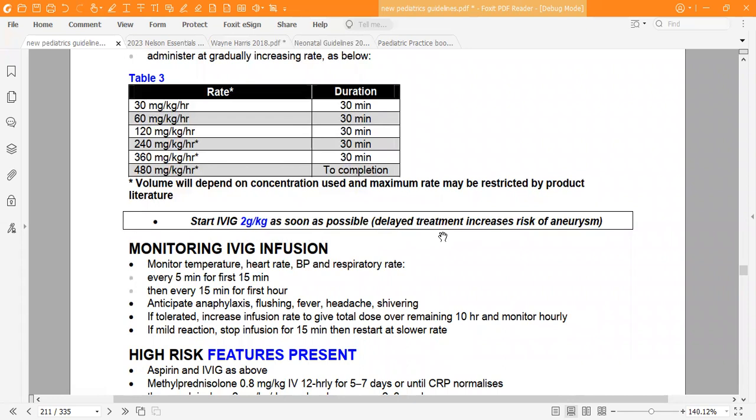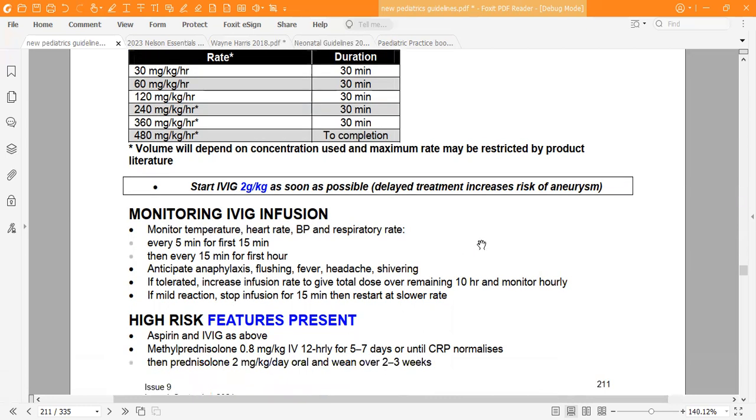Delayed treatment, increased risk of aneurysm, monitoring IV infusion. Okay, IVIG infusion. So once you start the IVIG infusion, you have to monitor that. Monitor temperature, heart rate, blood pressure, respiratory rate every 5 minutes for the first 15 minutes, then every 15 minutes for the first hour.